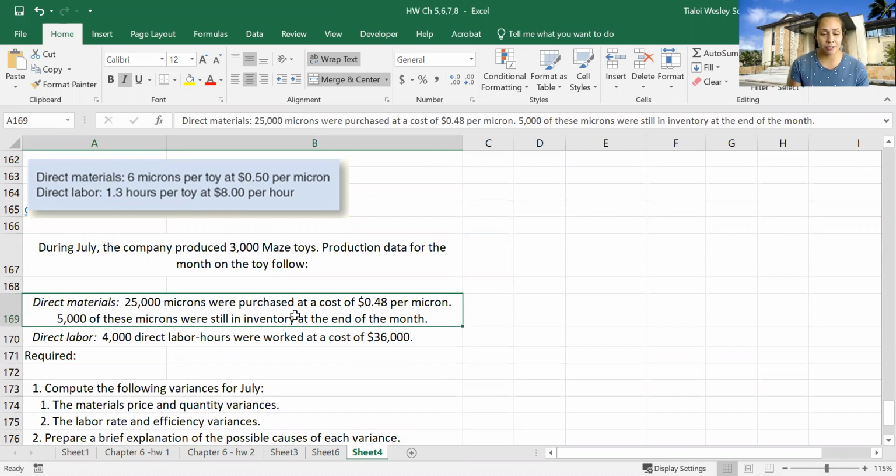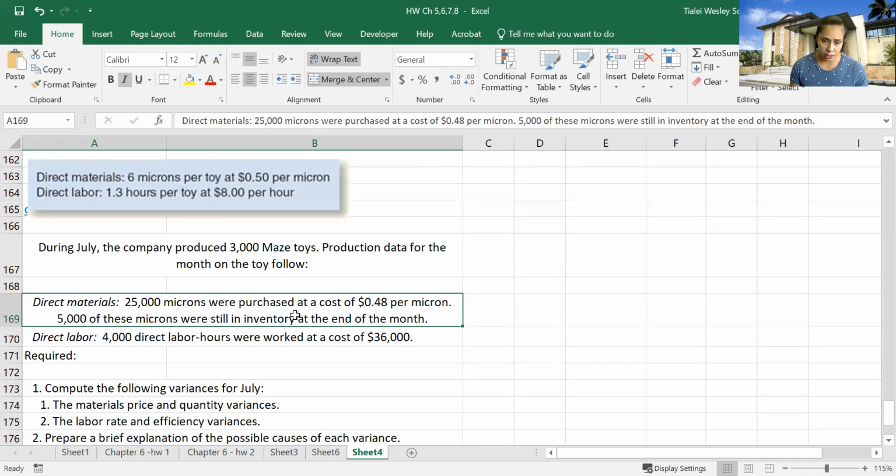So this is where you need to be careful with your direct materials price and quantity variance. Price variance is calculated on the total entire amount of purchase, but quantity variance is computed on the number of direct materials used in production. So there's still 5,000 microns left in inventory. If they started with 25,000, they still have 5,000 left over. They must have used 20,000 microns in production.